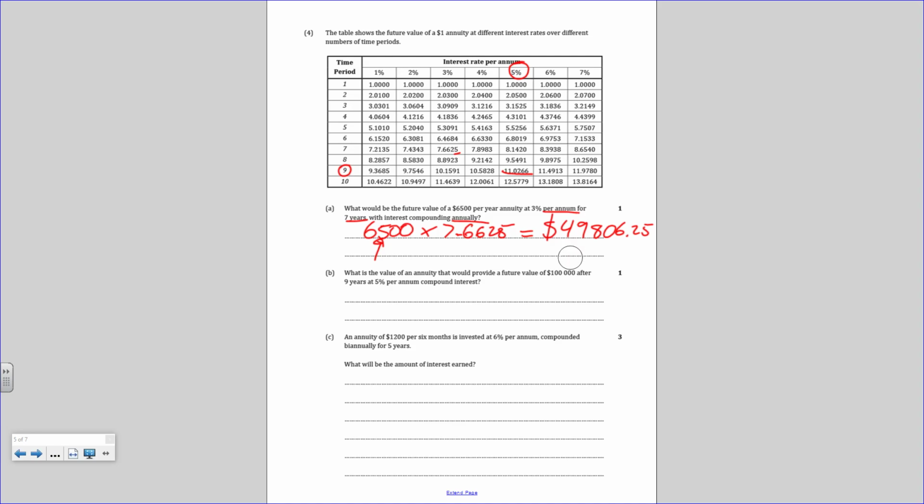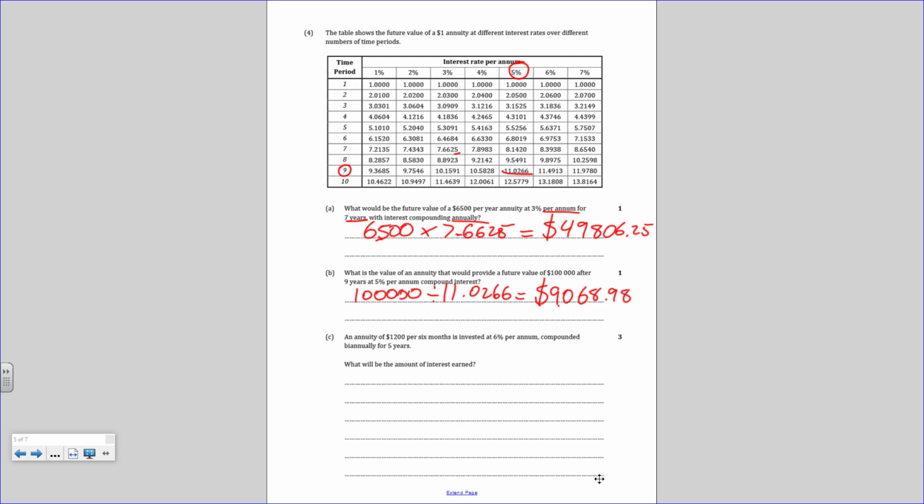We're doing the opposite. Because the opposite of multiplication is division, we're going to take our $100,000 and divide it by 11.0266, and that gives me $9,068.98.